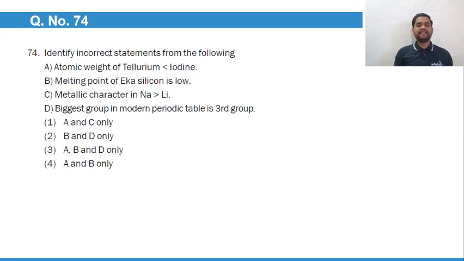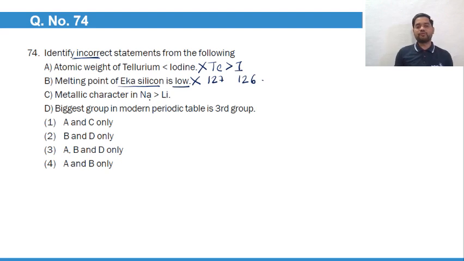74. Identify the incorrect statement of the following. This is very important. Atomic weight of tellurium is less than iodine. Wrong. Tellurium is more than iodine. It is 127. If my knowledge serves me right, it is 126. Melting point of Eka silicon, that is nothing but germanium, is low. Absolutely not. These two are wrong statements because it is more. It is around 1200 Kelvin. Okay, clear.